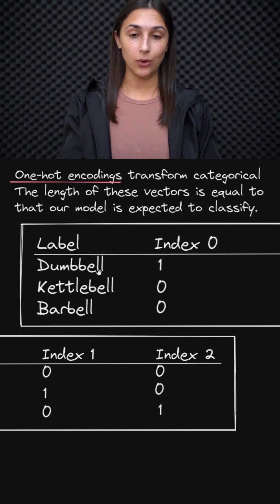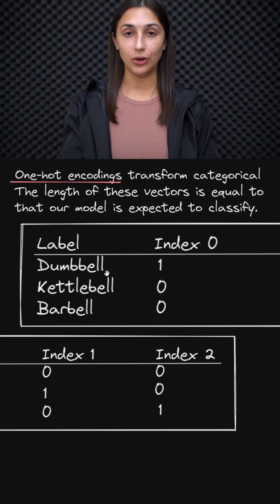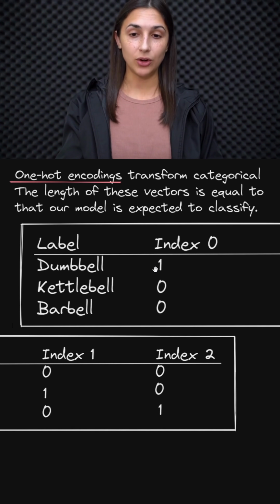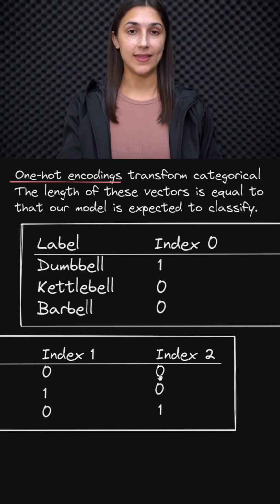Now, for each category, its corresponding one-hot encoded vector will be made up of all zeros with the exception of one element. So here, the vector 1, 0, 0 represents the dumbbell class. So this vector is of length 3 because we have 3 classes in total, and the only non-zero value in this vector is the 1 here in index 0. So for example, the dumbbell class has its own assigned place in index 0, which is represented with a 1, whereas the kettlebell has its own assigned place in index 1, and barbell has its assigned place in index 2.